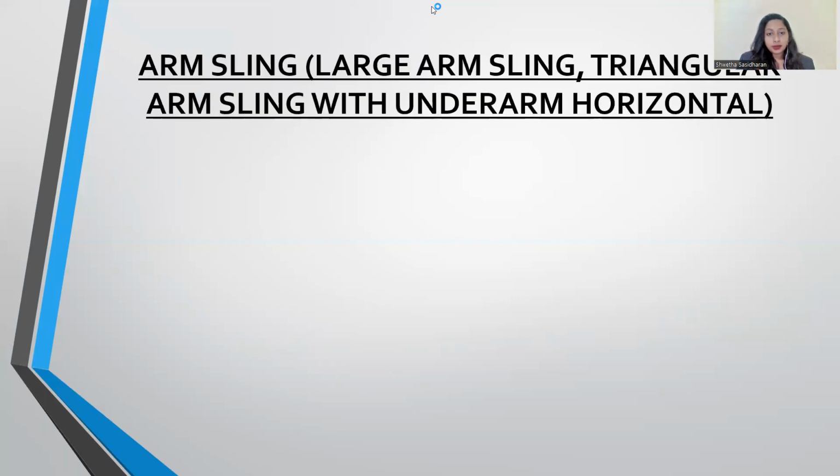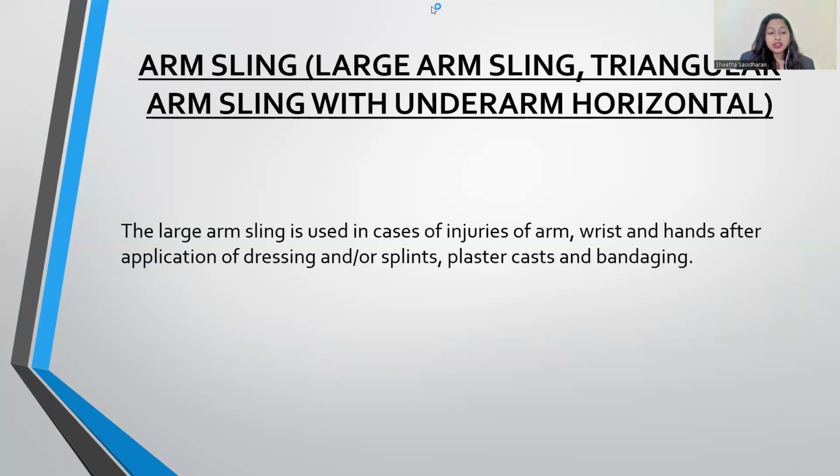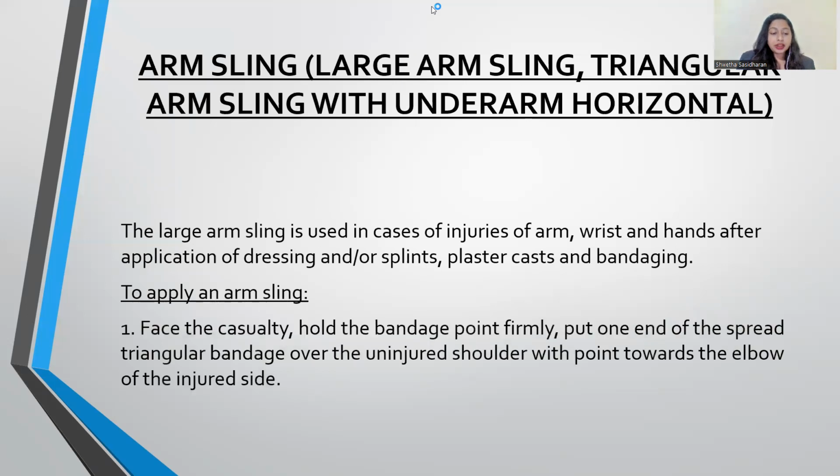So now let's come to the arm sling. These are all where we usually use our triangular bandages. The large arm slings are used in case of injuries of the arm, wrist, and hands after the application of dressings, splints, plaster cast, and bandages. To apply an arm sling, first of all, face the casualty and hold the bandage point firmly. So again, the base is the point. So we have to take the point firmly.